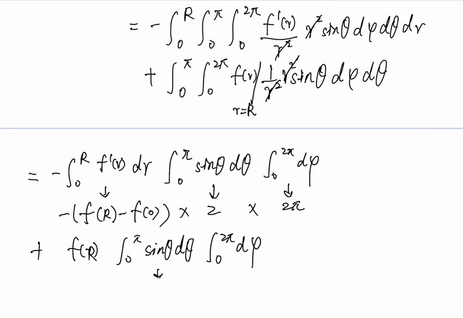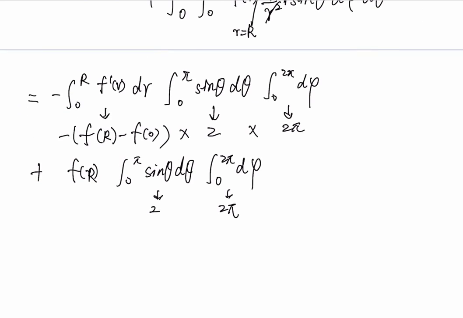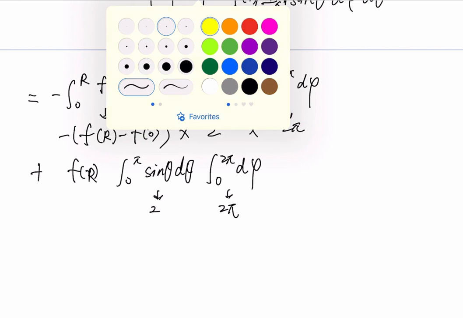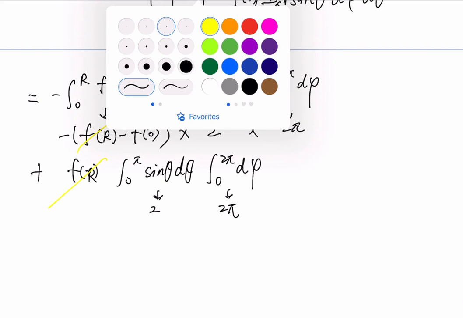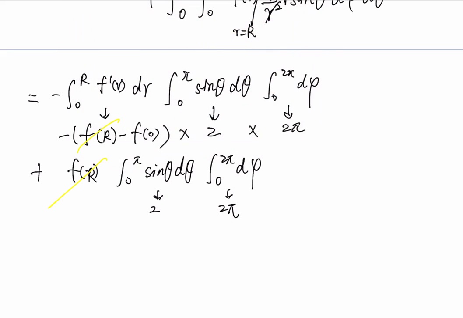So again, this gives 2, this gives 2 pi. And you actually see that this term also cancels out this term. And what's left over is simply F0 times 4 pi. Right, so the final result is actually pretty simple.